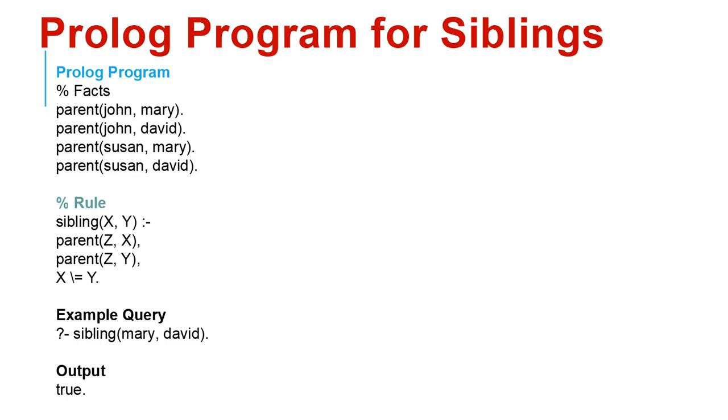When we give the query sibling of Mary, David, Prolog checks whether they share a common parent or not. Since both have John and Susan as parents, Prolog returns true. This program demonstrates how Prolog uses facts and rules to identify relationships logically.